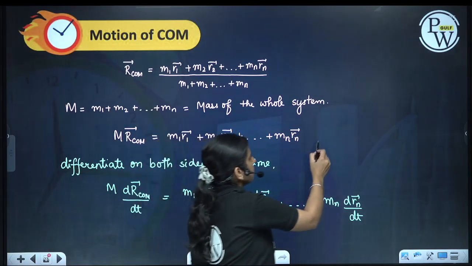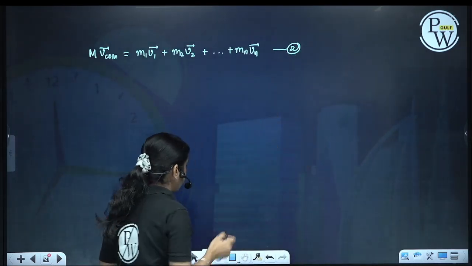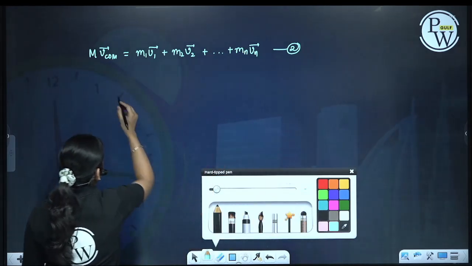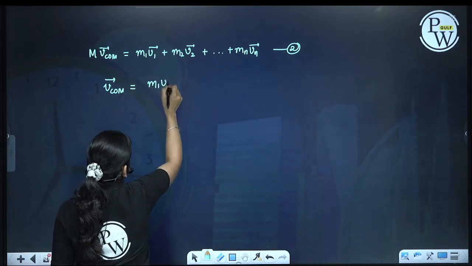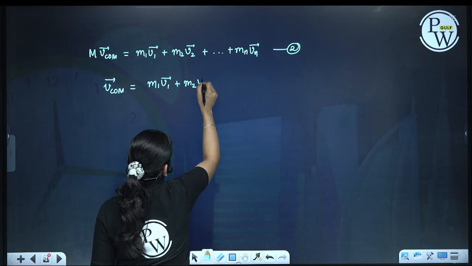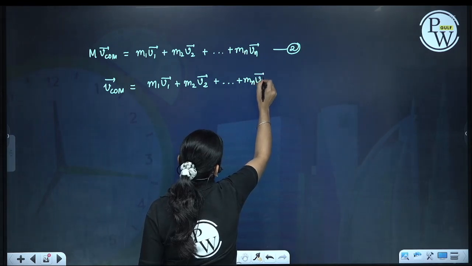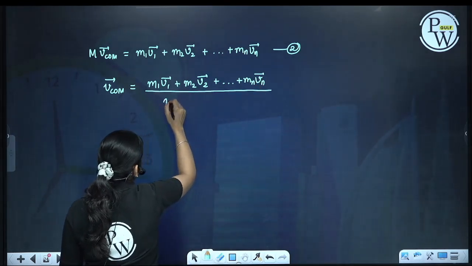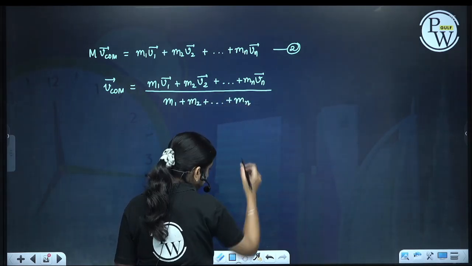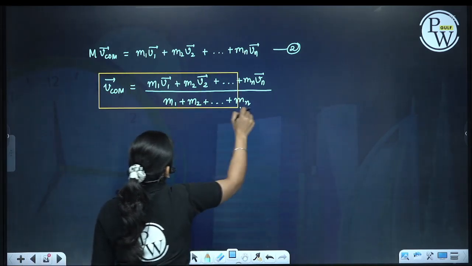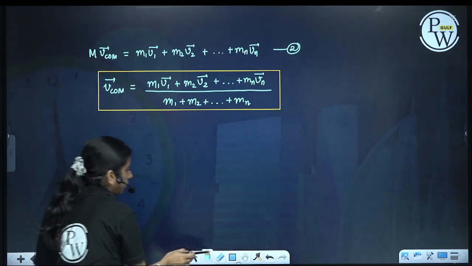Name this as equation number 1 and this as equation number 2. From here we will get that velocity of center of mass is equal to m1 v1 plus m2 v2 up till so on mn vn divided by m1 plus m2 up till so on mn. This is the velocity of center of mass.